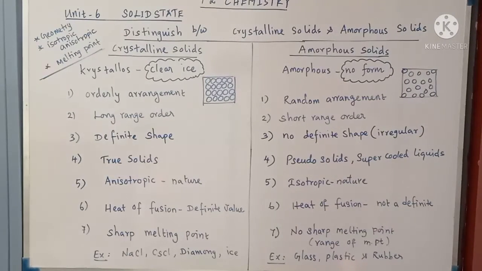Then the next one, the sixth one, heat of fusion. So what is meant by heat of fusion? Fusion is nothing but melting. Heat of fusion is the amount of heat required to melt 1 mole of a solid completely into liquid. For crystalline solids, heat of fusion is a definite value. That is, every crystal has a definite absolute value of heat of fusion. Whereas amorphous solids do not have a definite value of heat of fusion. So the heat of fusion value is not definite for amorphous solids. So that's the sixth point.